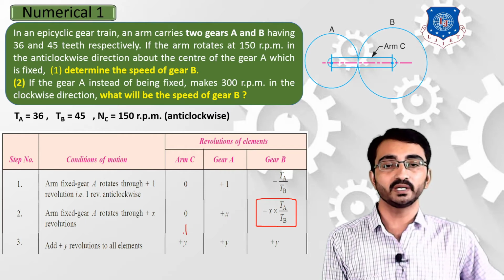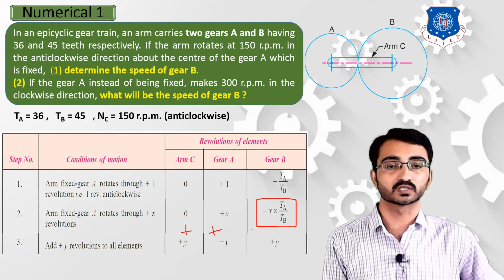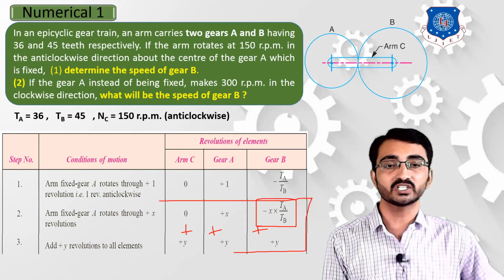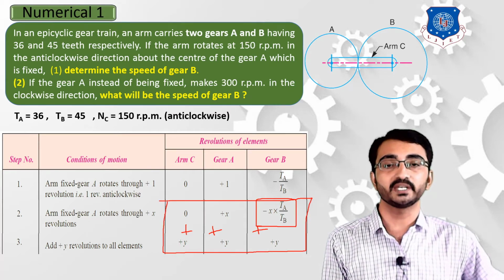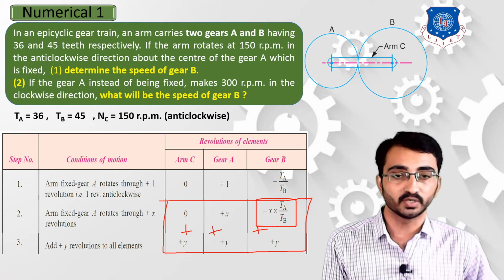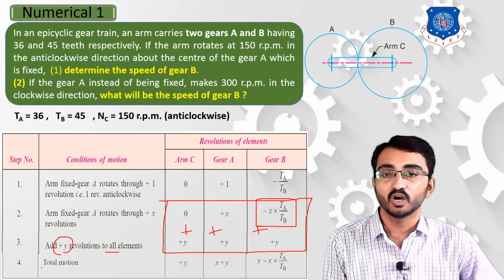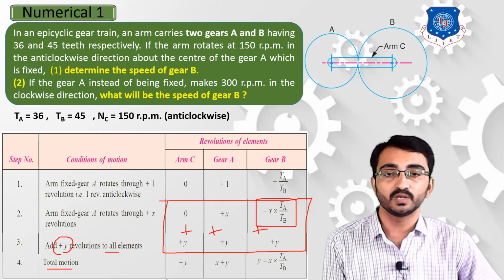So we have to make addition of these two rows, that is row number 2 and row number 3, and this addition will give you the total speed of each and every component. The total motion of each and every element will be the addition of the second and third row.